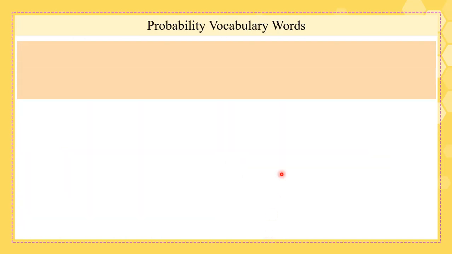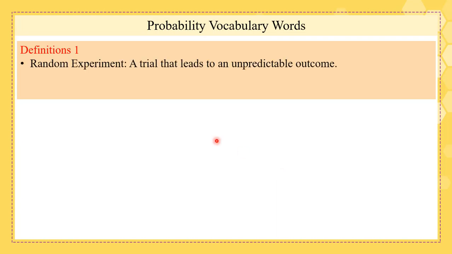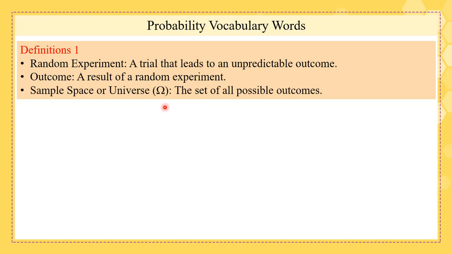Let's see some probability vocabulary words. Let's begin talking about the random experiment. It's a trial that leads to an unpredictable outcome. An outcome is a result of a random experiment, and a sample space or universe, which is usually denoted by omega, is the set of all possible outcomes. So for example, if I want to roll a die, outcomes would be numbers from 1 to 6, and this is a random experiment because it's not predictable to have 1 or 2 or 3 or 4 or 5 or 6 while rolling the die.